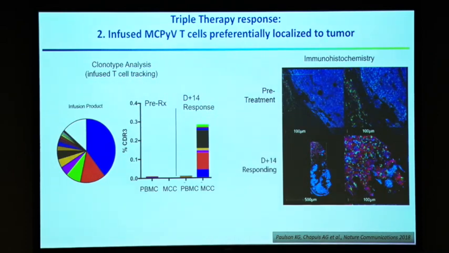And in patients who were responding, we really saw that there was a preferential accumulation of these clonotypes that were present in the infusion product at the site of the Merkel cell carcinoma, and that when you did immunohistochemistry, you could also see now a nice infiltration of the tumor cell, which was not present before.